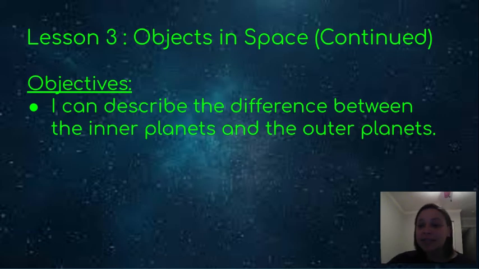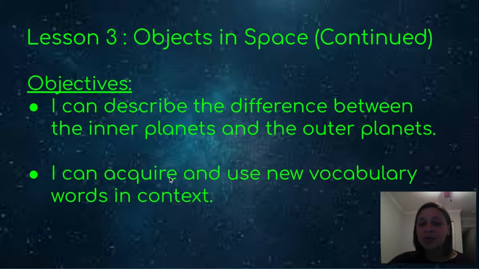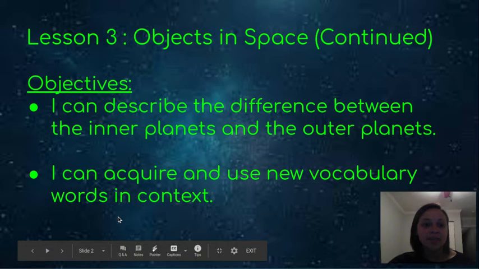And our objective for today is I can describe the difference between the inner planets and the outer planets. So we're going to be looking closely at the different planets and their characteristics. And we're also going to be learning new vocabulary words. So I can acquire and use new vocabulary words in context with objects in space.